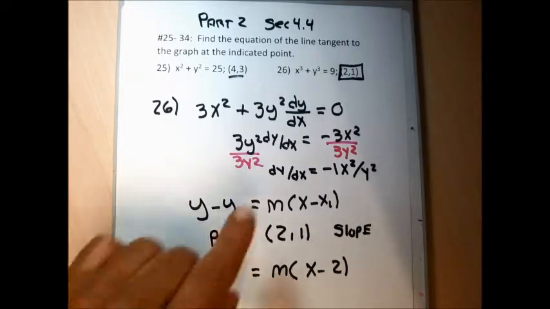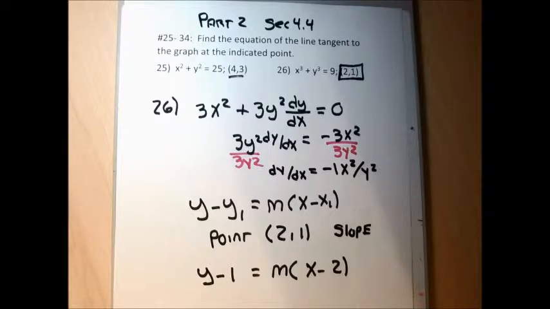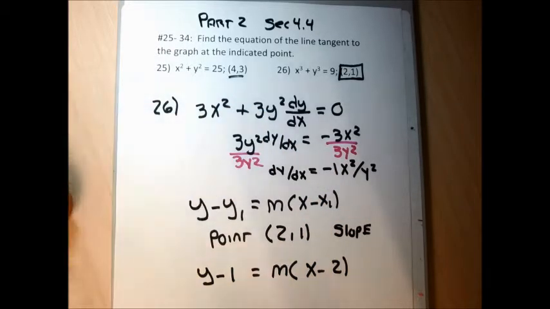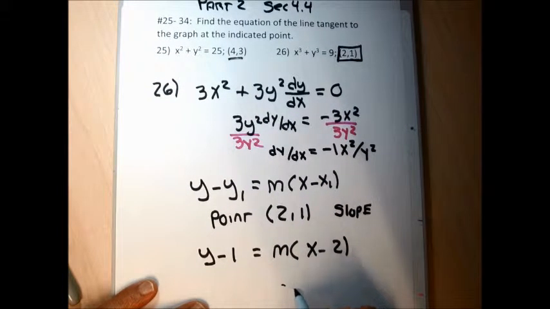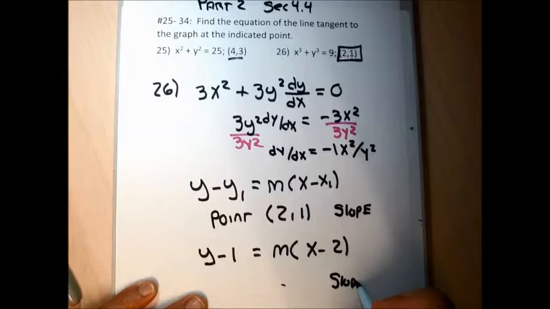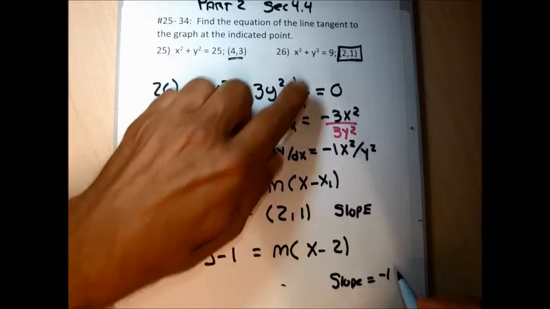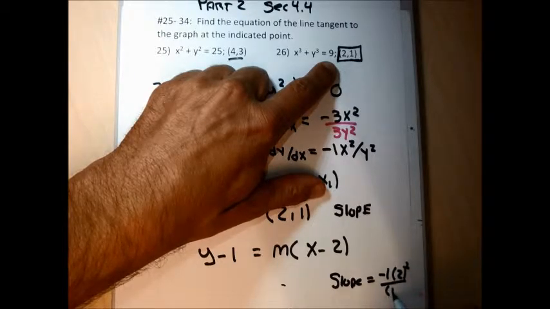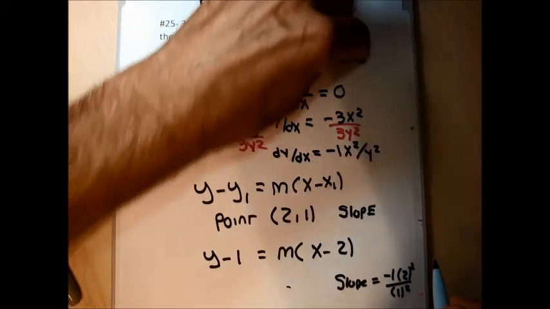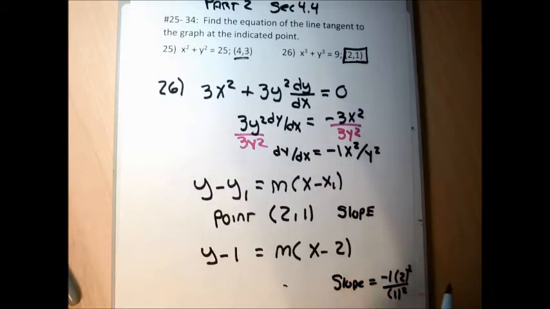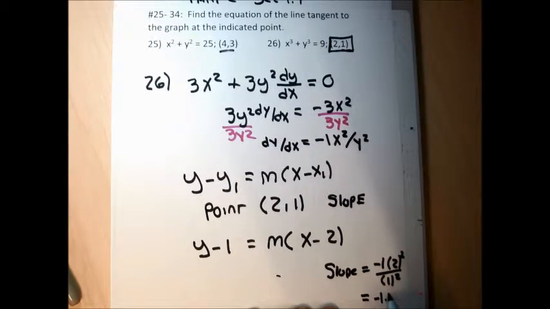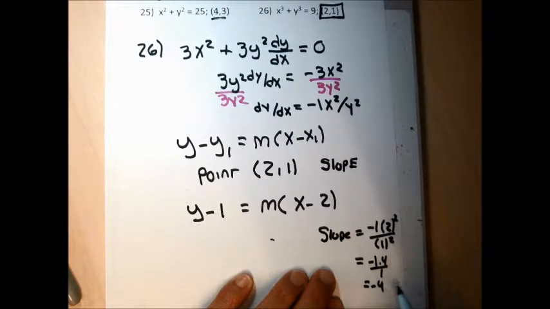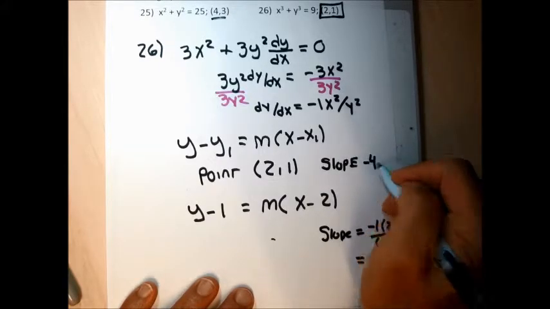So I have now a formula that gives me slopes of tangent lines. How do I get the slope of my tangent line? I just take the points and plug them in. So my slope is going to equal negative 1 times x squared, which is 2 squared, over y squared, which is 1 squared. I'm just taking the values 2 and 1, plugging them for x and y in my derivative. So this is going to be negative 1 times 4 over 1. That's negative 4 over 1, which is negative 4. So the slope of my line is negative 4.